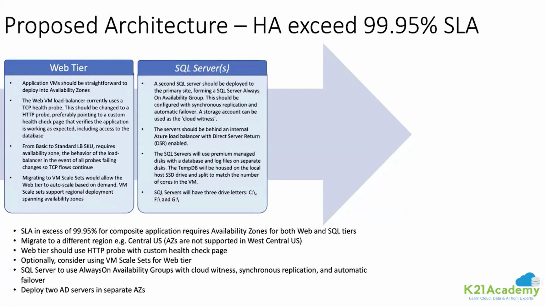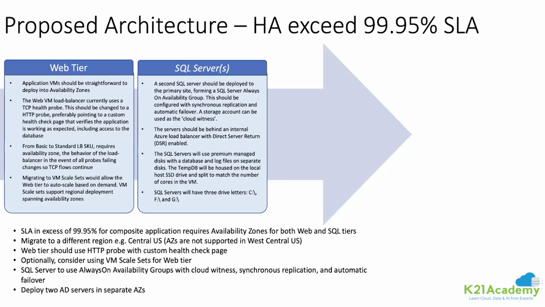Second is SQL Server. So a second SQL Server should be deployed to the primary site, forming a SQL Server Always On availability group. This should be configured with synchronous replication and automatic failover. When you create a SQL Server cluster along with an Always On availability group, that will basically provide you this feature built into the system. And then accordingly, you will be able to go ahead with those options, or manage the option in the system we are looking at, right?